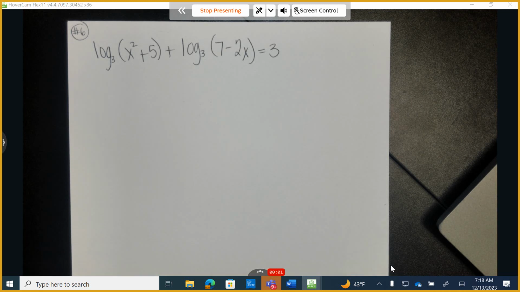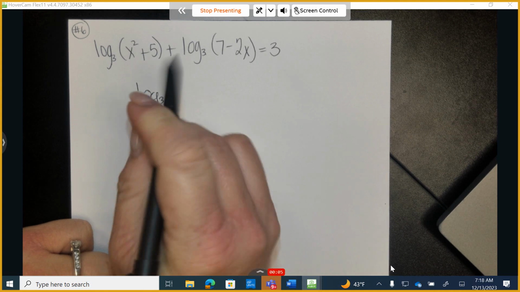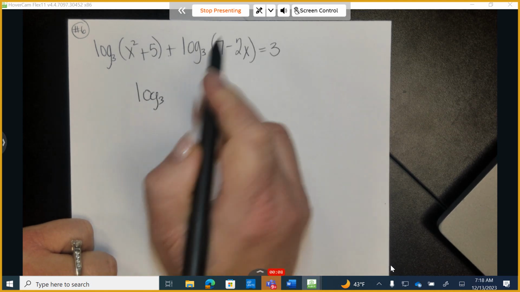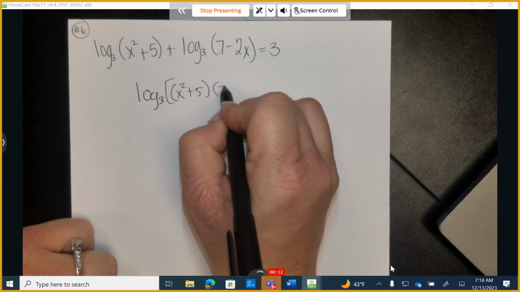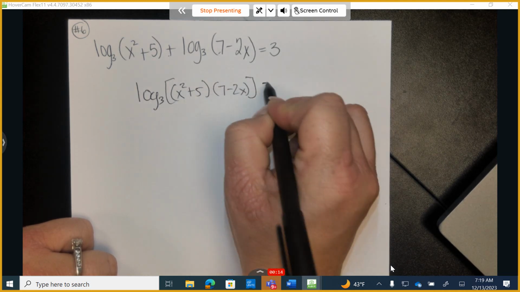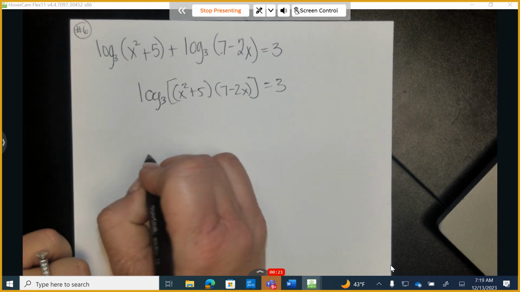Number 6, we're going to do the same thing. We're first going to condense it. So I have log base 3, and this addition is going to turn into multiplying. So I have log base 3 of x squared plus 5 times 7 minus 2x equals 3. At this point, I'm going to change this up and write this in exponential form.